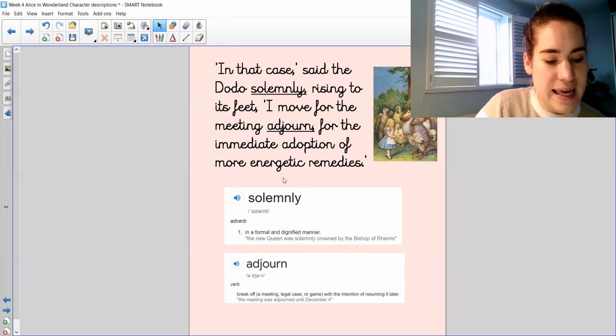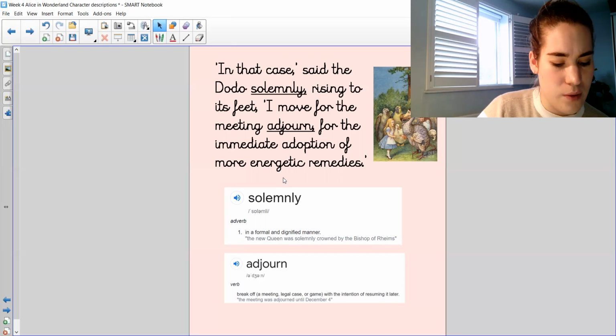"Speak English," said the Eaglet. "I don't know the meaning of half those long words, and what's more, I don't believe you do either." And the Eaglet bent down its head to hide a smile. Some of the birds tittered audibly. "What I was going to say," said the Dodo in an offended tone, "was the best thing to get us dry would be a Caucus-race." "What is a Caucus-race?" said Alice. Not that she much wanted to know, but the Dodo had paused as if it thought that somebody ought to speak, and no one else seemed inclined to do so.